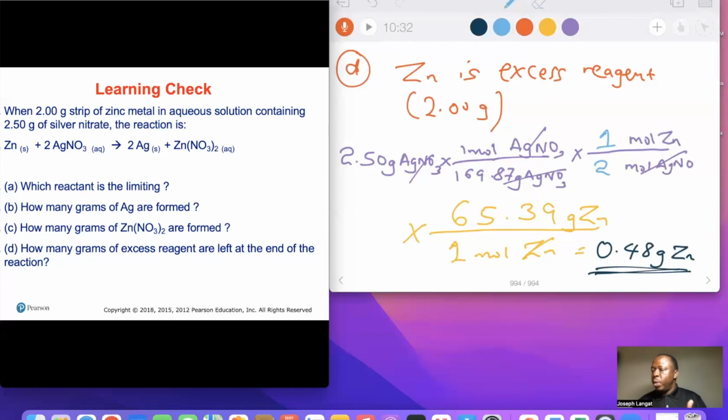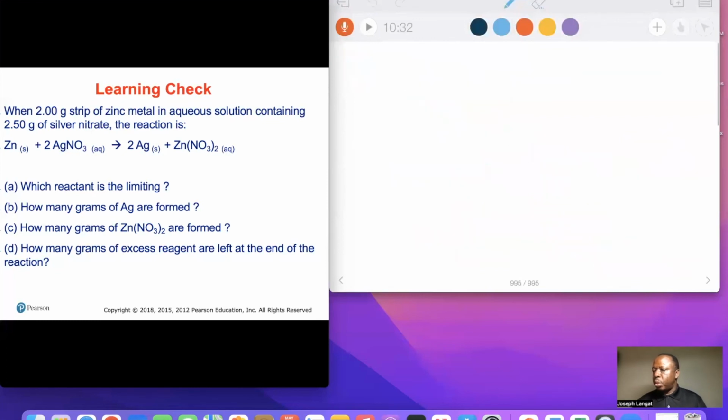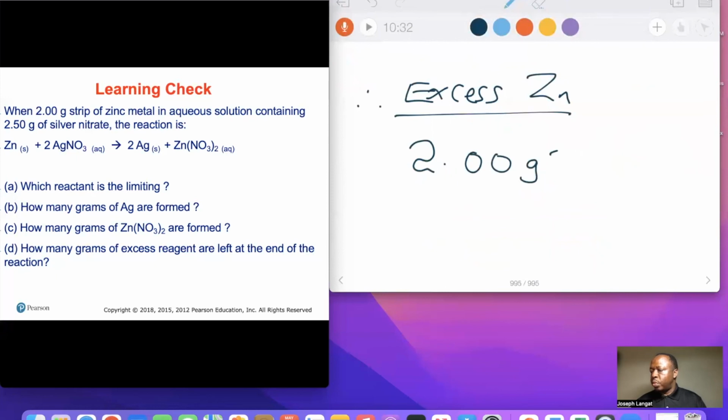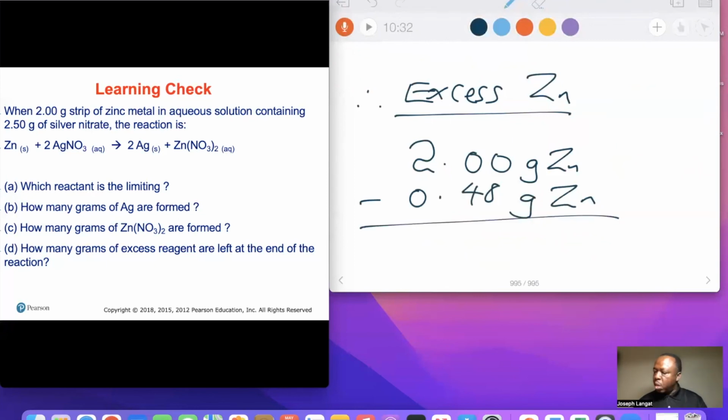So if we know what was consumed and if we know what we started with, all we have to do is subtract. Therefore, the excess zinc is given by 2.00 grams of zinc minus 0.48 grams of zinc, and we have 1.52 grams of zinc.